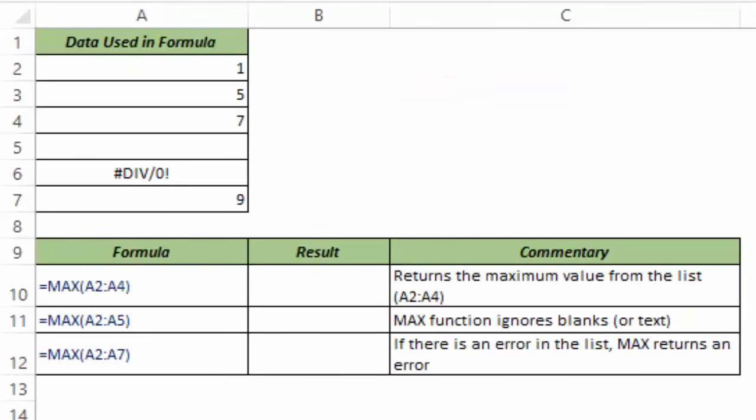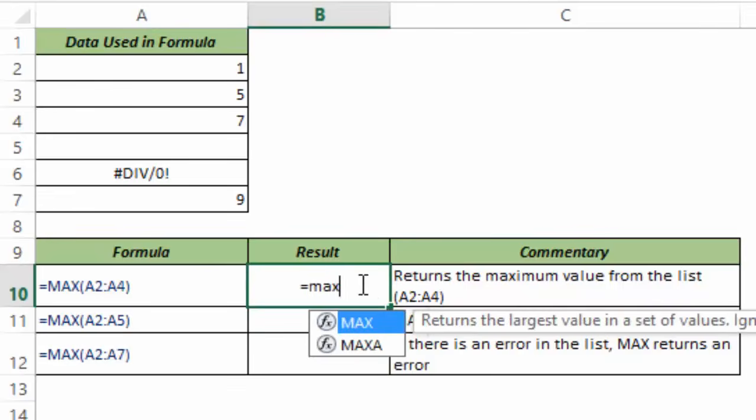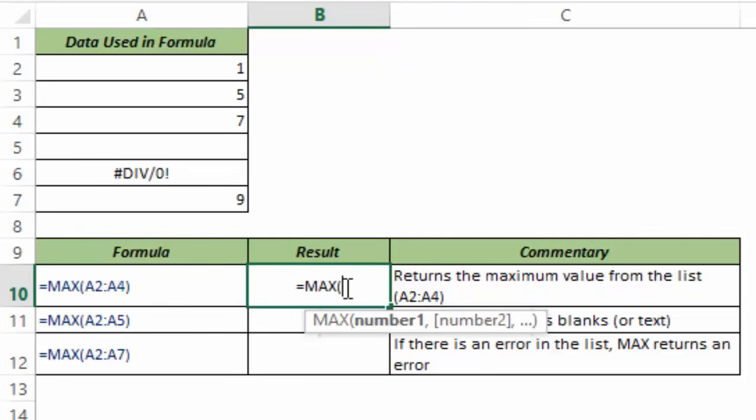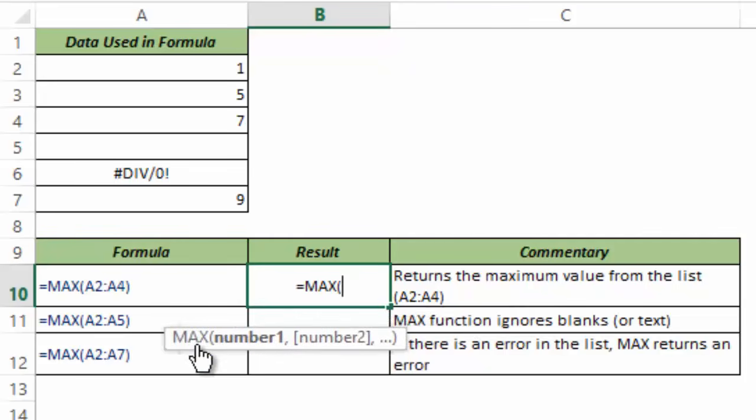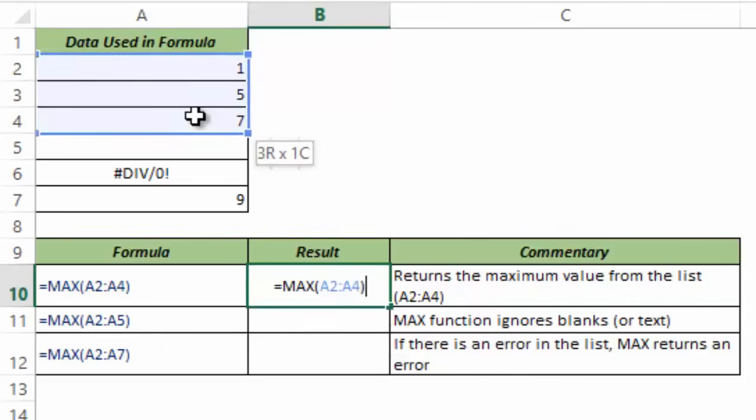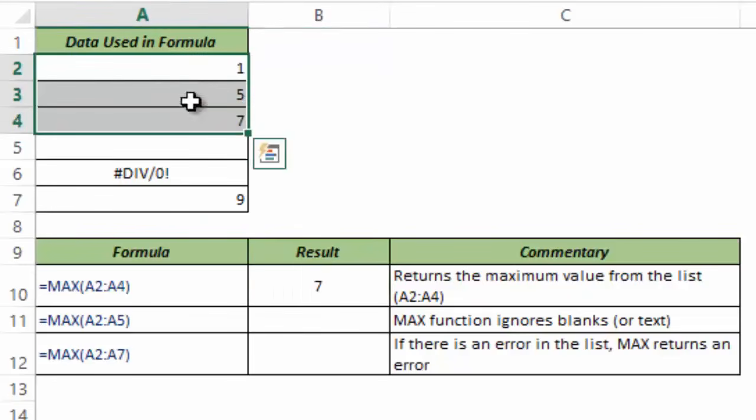Max function returns the maximum value from a list of numbers that you have typed in. So let me show you how this works. I type max and I hit tab to autocomplete. You can see max function takes a number of arguments. Either you can type the numbers manually separated by commas, or you can give individual cell references, or you can have a single or multiple ranges. In this case, let me select A2 to A4. And now when I hit Control Enter, this gives me 7 because 7 is the maximum number among these three numbers.